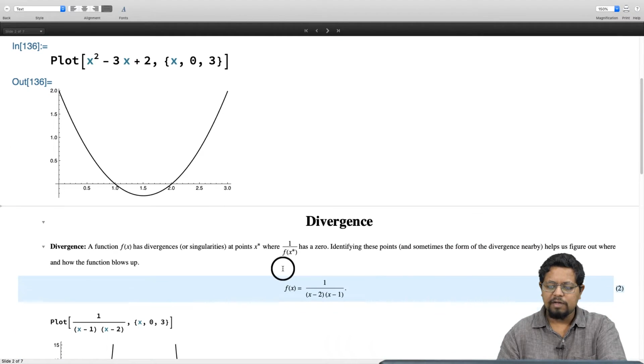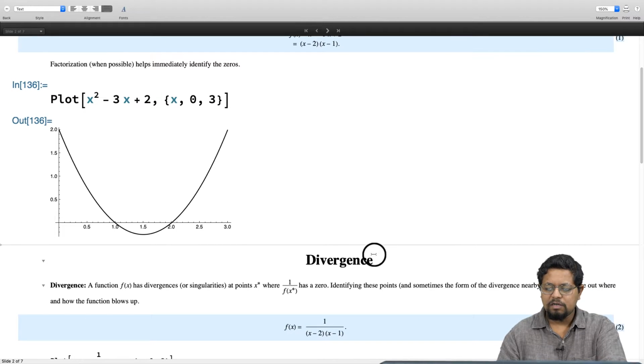Similarly, let's go to the next property, divergence. Divergence of a function is defined as a point x star. If x star is a point where this function diverges, then 1 over f of x has a 0 at that point. Let's take, for example, f of x equal to 1 over x minus 2 times x minus 1.